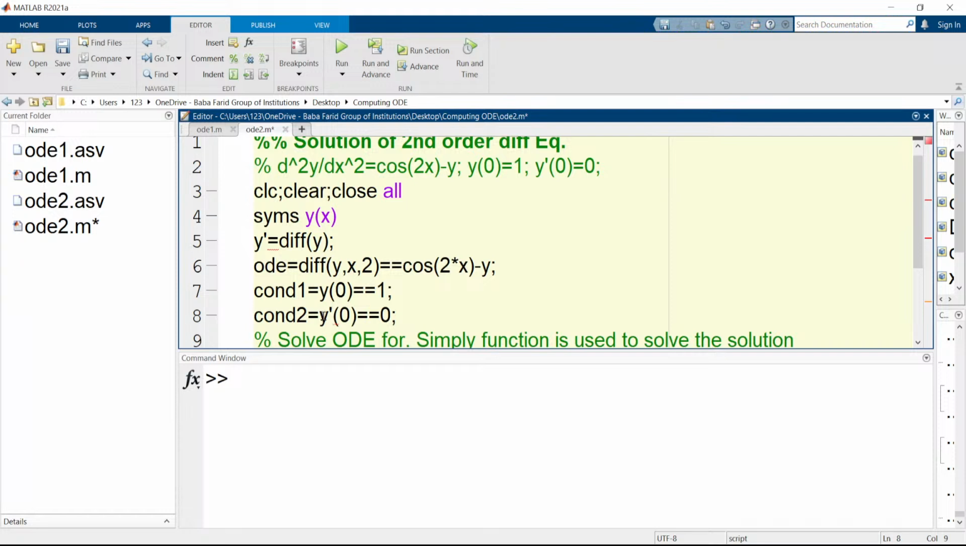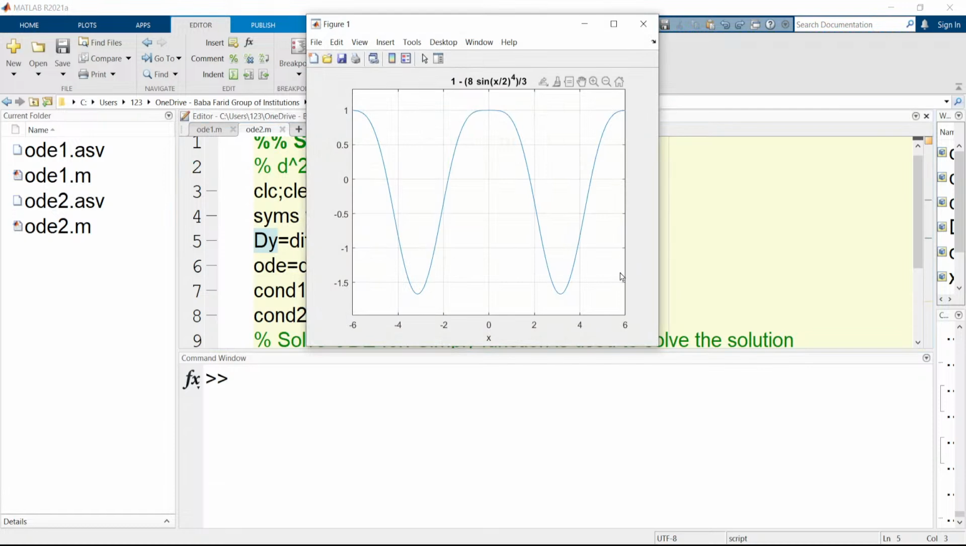You can use any variable for the assignment. These are known as variable assignments. ODE, condition 1, condition 2, all of these are variable assignments. Thank you very much. I think it is very clear to all of you. Thank you very much for supporting me.